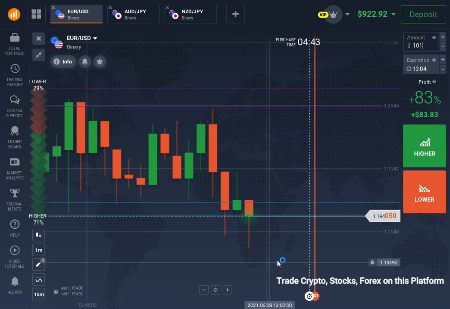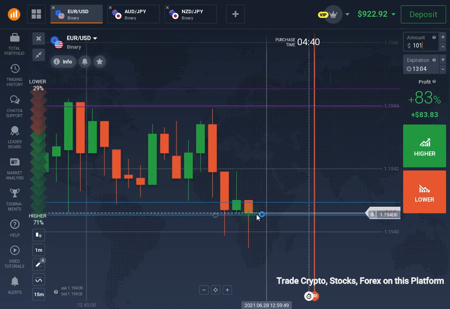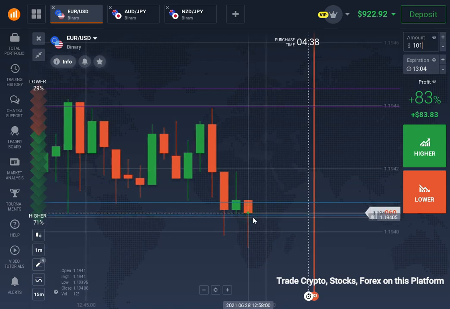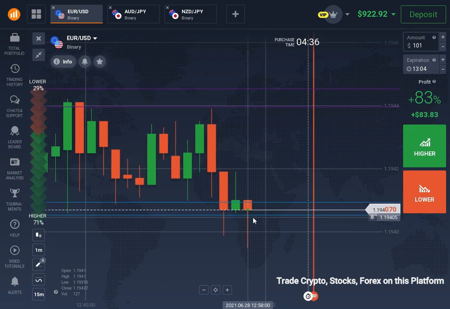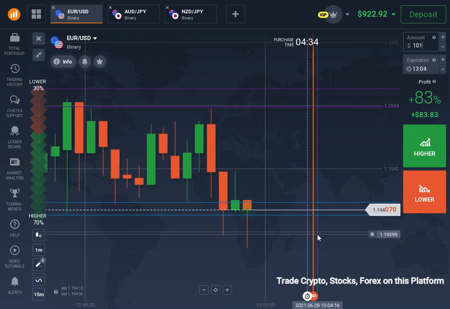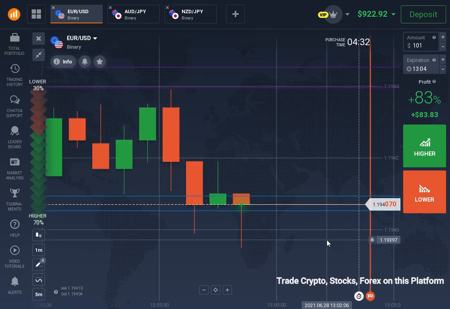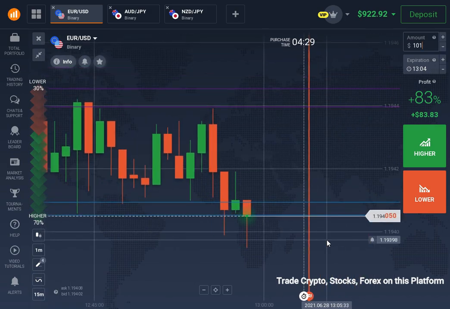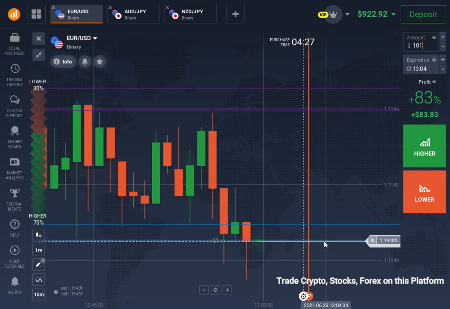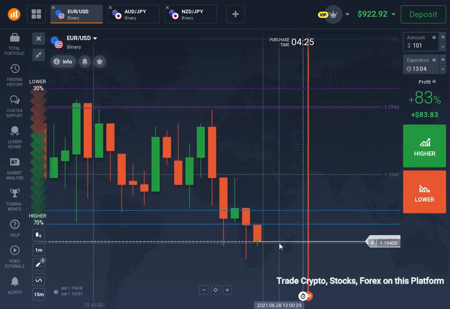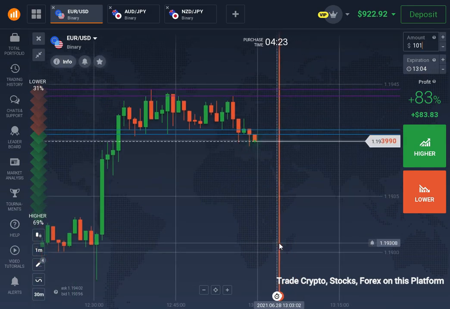Okay, nope, it is returning back, which is not what I'm expecting. Okay, it is still not a breakout. I will not take it as a breakout. I will wait for the next candle again.